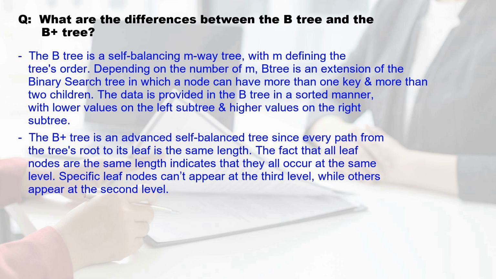The B plus tree is an advanced self-balanced tree since every path from the tree's root to its leaf is the same length. The fact that all leaf nodes are the same length indicates that they all occur at the same level. Specific leaf nodes can't appear at the 3rd level, while others appear at the 2nd level.